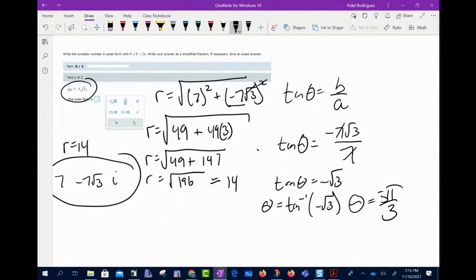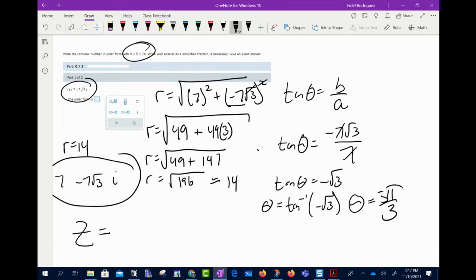And the only reason I'm using the radian form, y'all, is because it's telling me right here in the problem, give it with theta between 0 and 2 pi. So that's why I'm using the 5 pi over 3. If it said 0 to 360 degrees, I would use the 300 or whatever value it was, okay? So look, we're going to write this now.